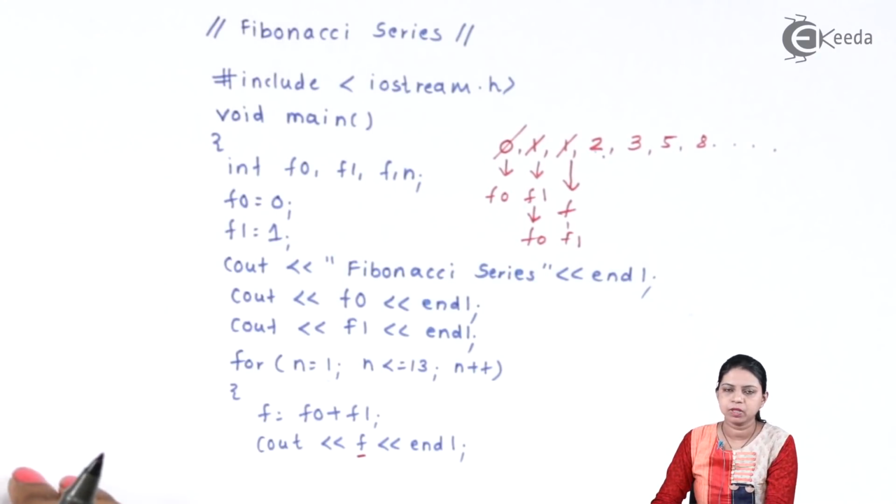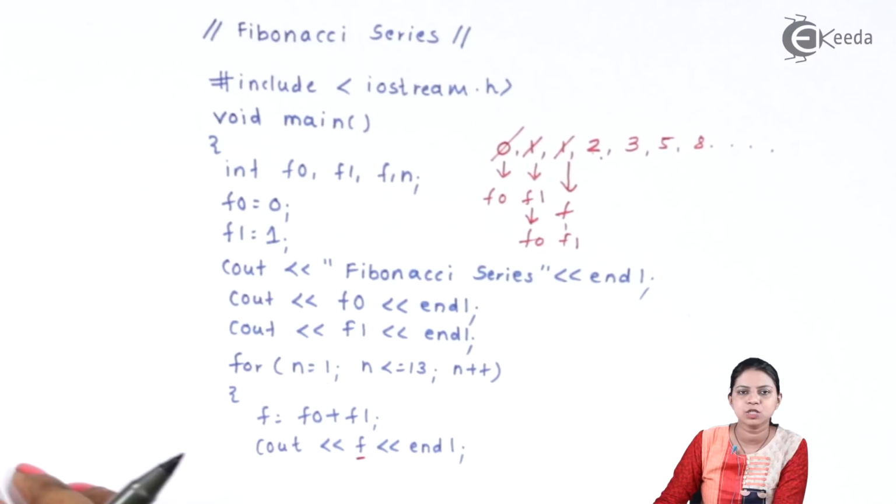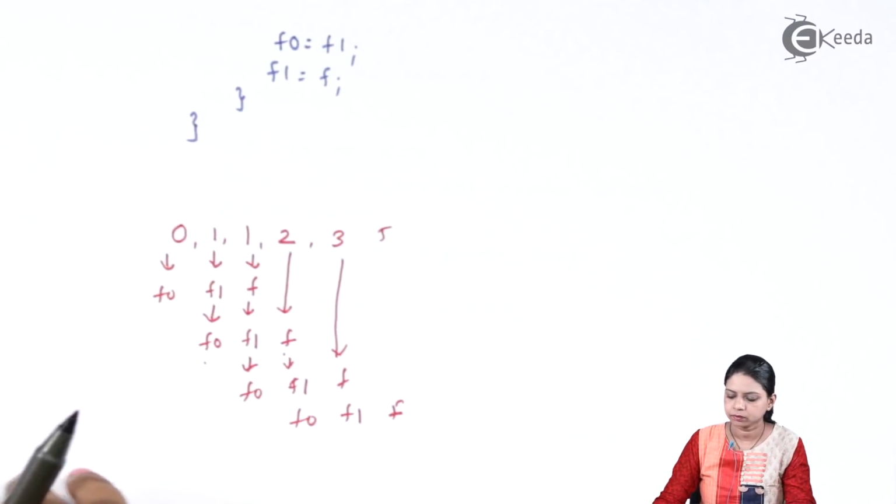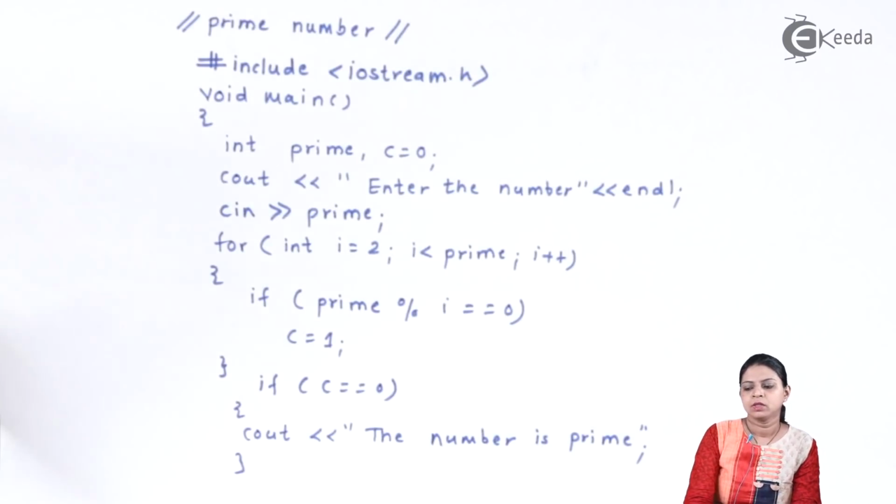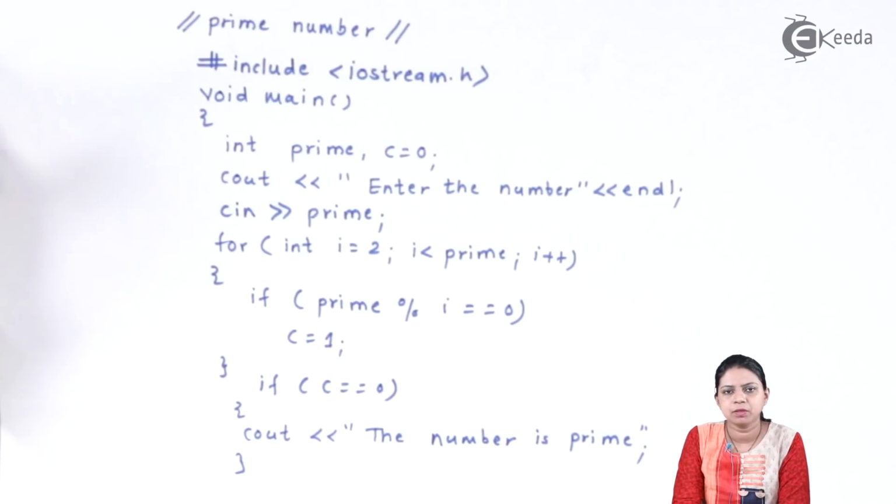Now the next program is to test whether the entered number is prime number or not. Now basically a prime number is a number which is divisible by itself. So we have to check whether the entered number is prime number or not. So we'll see how to write a program to check the number is prime or not.